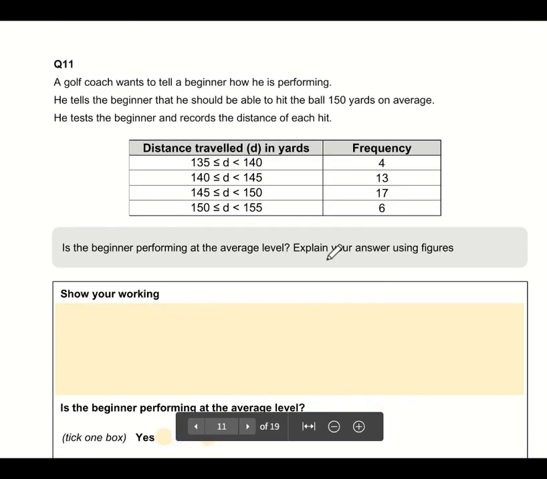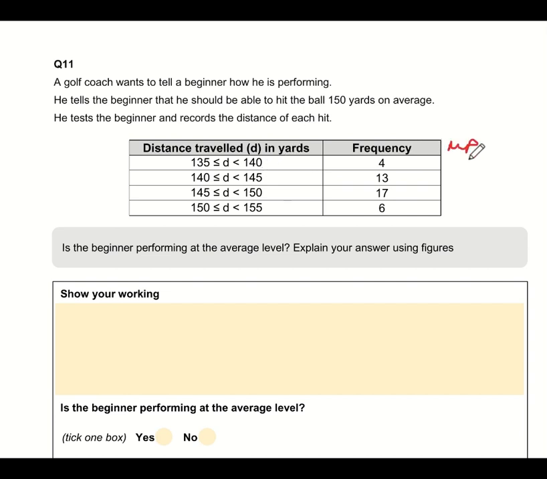Okay, question number 11. We just want to work out the average shot length for this beginner. So he's taken 4 shots between 135 and 140 yards. Now, what we don't know here is the exact length of the shots. They could all have been exactly 135, or they could have been 139.9. So what we're going to do is assume that all of these shots were exactly halfway. So I'm going to work out between these values.